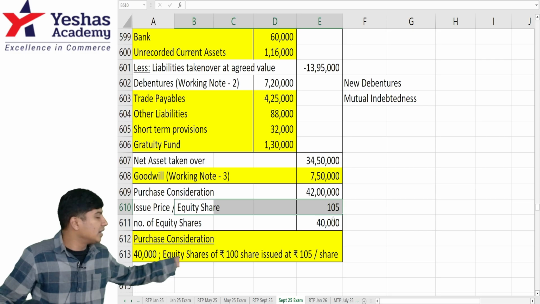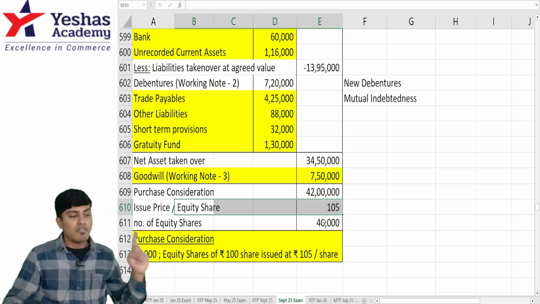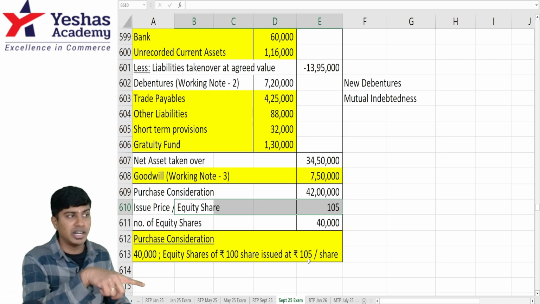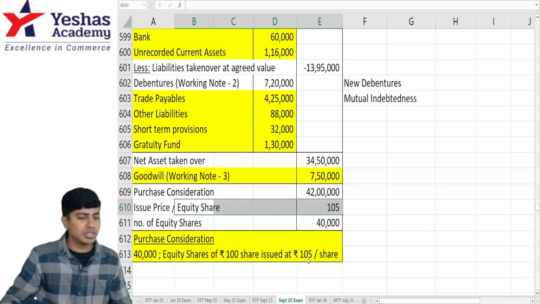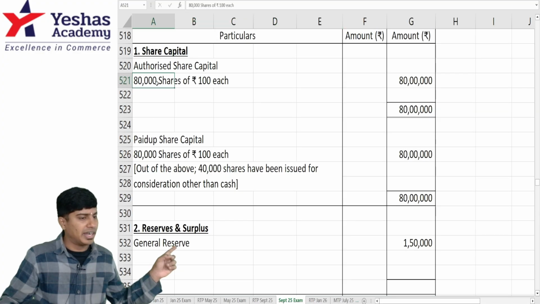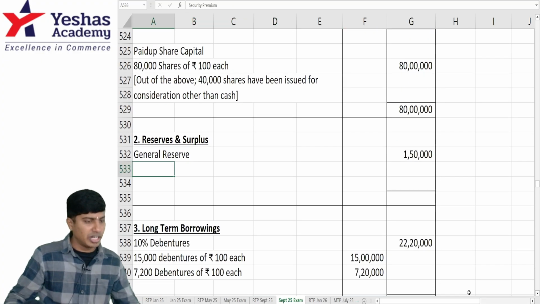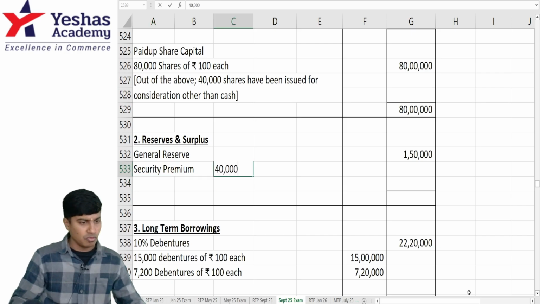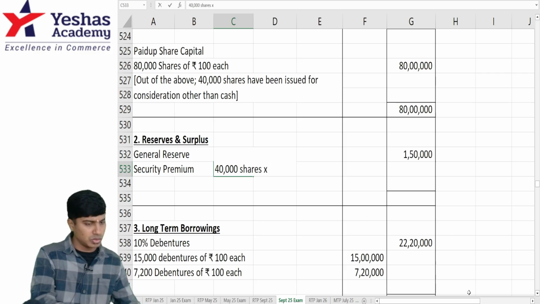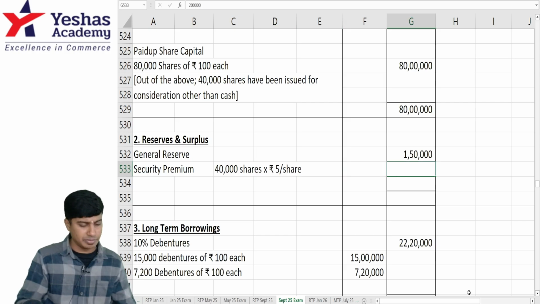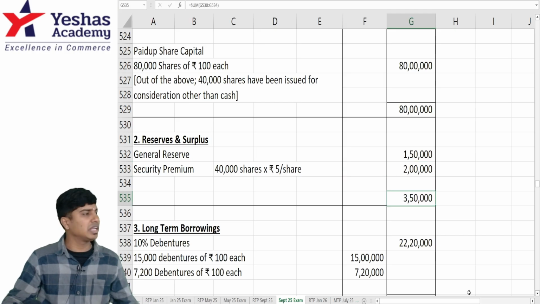Equity share capital done. Securities premium is not done. 40,000 equity shares are given as consideration, not at 100 but at 105. 40,000 into 100, I wrote it in share capital here already. Added to this, now I should write securities premium. 40,000 shares into rupees 5 per share. How much is that? 2 lakh. That comes to 3 lakh.